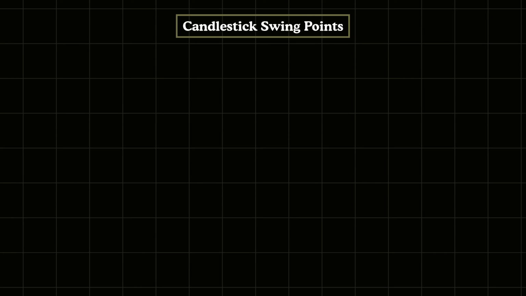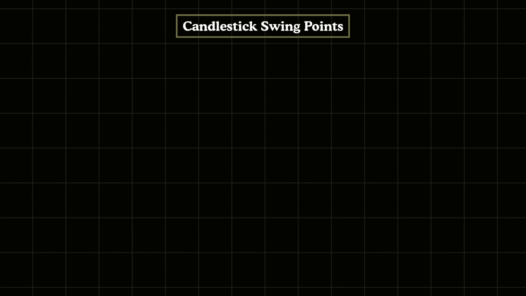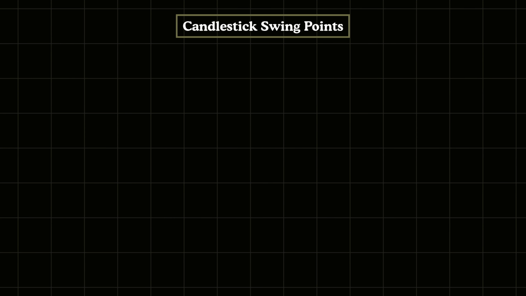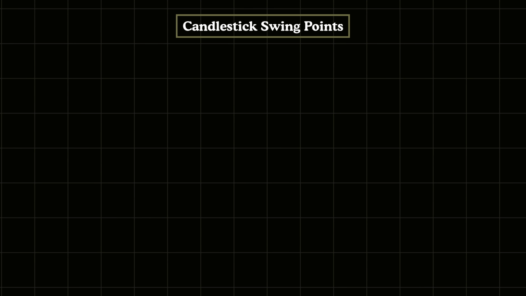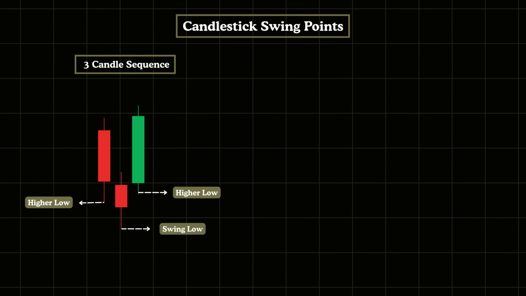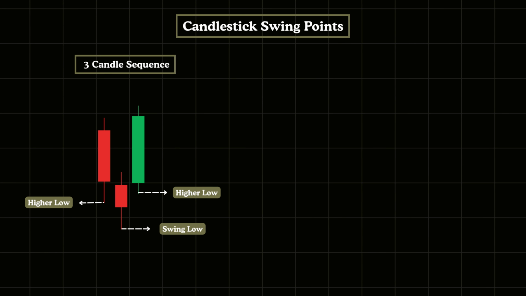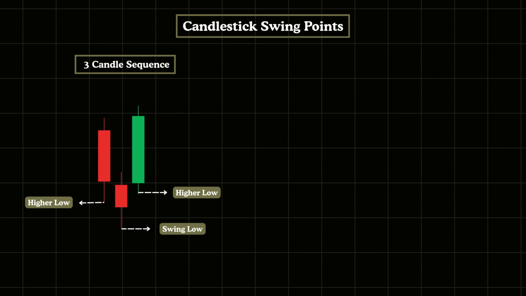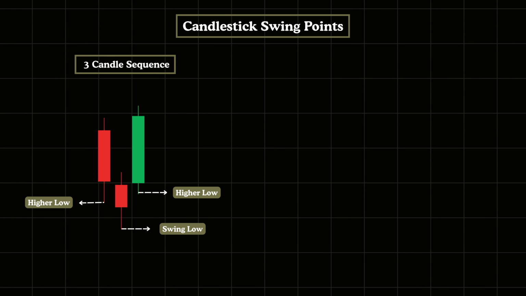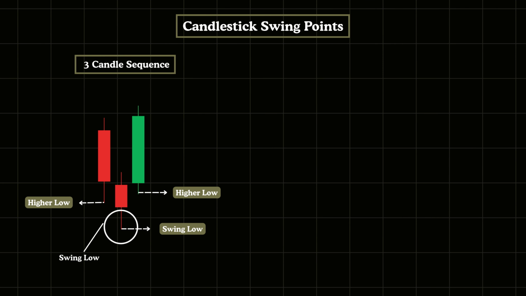We've already covered equal highs and equal lows as key zones for buy-side and sell-side liquidity. Now, let's shift our focus to swing points as another source of potential liquidity, specifically from a candlestick analysis perspective. A candlestick swing low forms in a three-candle sequence and is identified by the lowest low that sits between two higher lows on either side. In this setup, the middle candle holds the lowest point, while the candles to its left and right have relatively higher lows, qualifying it as a valid swing low.